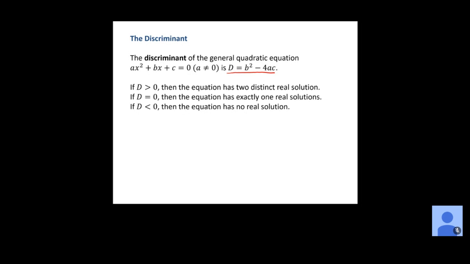We're going to get two real solutions. If that discriminant equals 0, then we're going to have one real solution. And again, we would call that a double root. And then if we end up with a negative value under that square root as the discriminant, then we're going to say that there's no real solution to that equation. Okay, so again, this is just a quick way to determine how many solutions the equation has without having to do the entire quadratic formula.